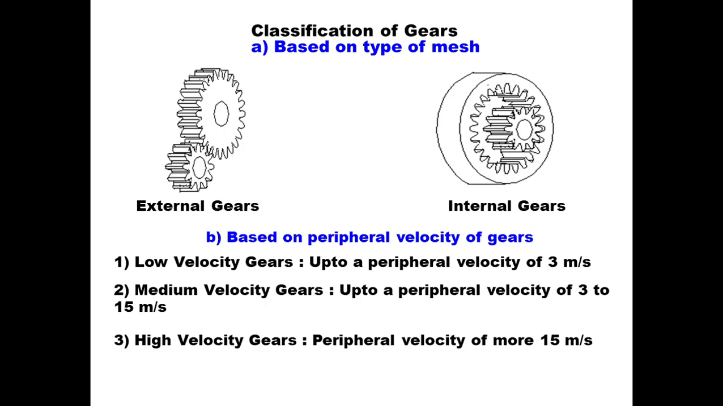Now classification of gears. When we classify gears based on type of mesh, we have external gears and internal gears. Then based on peripheral velocity of gears: low velocity gears, up to a peripheral velocity of 3 meters per second; medium velocity, 3 to 15 meters per second; and high velocity gears, with peripheral velocity of more than 15 meters per second.